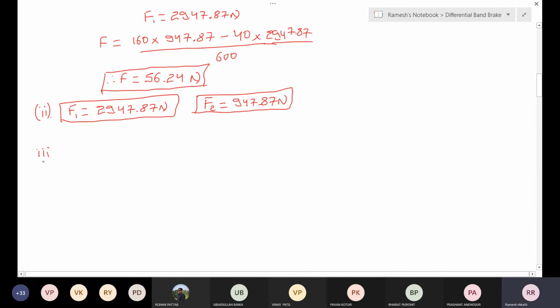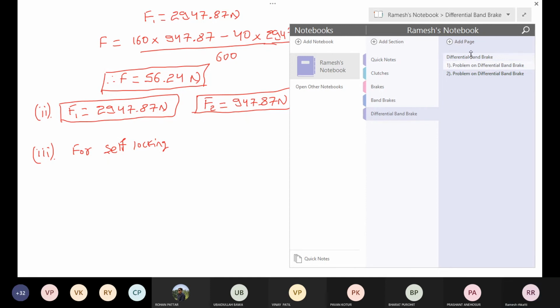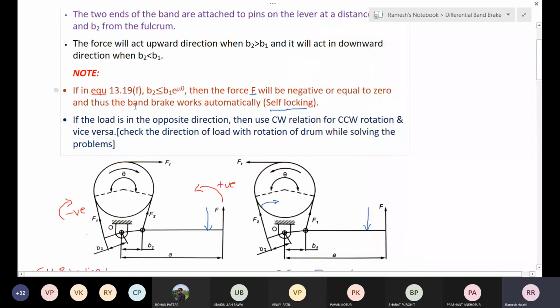And the third one, the last one, he has asked for the value of B2 for self-locking. You need to calculate the value of B2 for self-locking. What is the condition for self-locking? Can anyone tell me? In the theory, I told you. Otherwise, I will show that to you once again. You can see that.